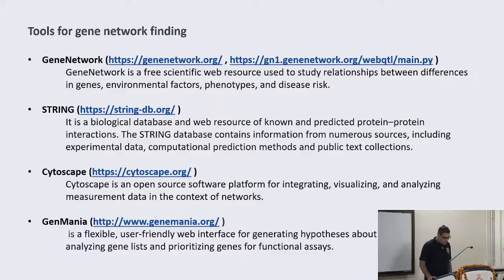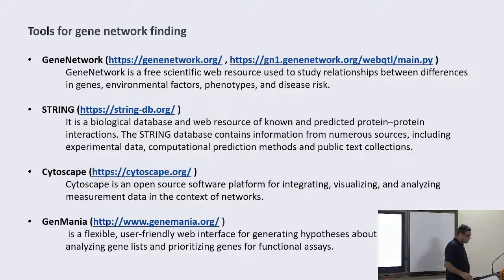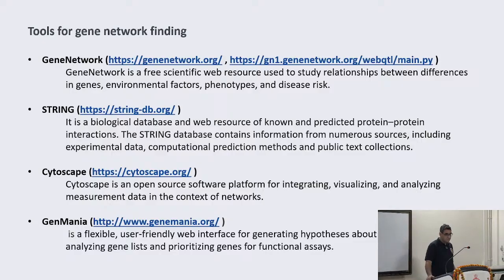GeneNetwork.org is a free scientific web resource used to study relationships between differences in genes, environmental factors, phenotypes and diseases. All things together. Any application you want, you can use it. STRING, you know about this software. That is a biological database web resource for predicting protein-protein interactions, and the STRING database contains information from numerous sources, including experimental data and computational prediction methods.